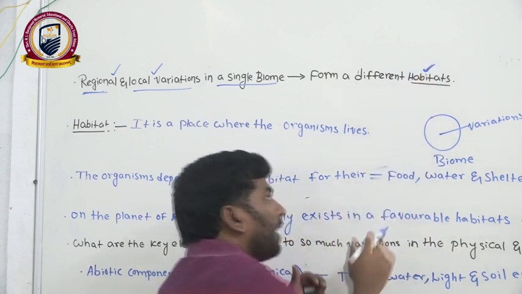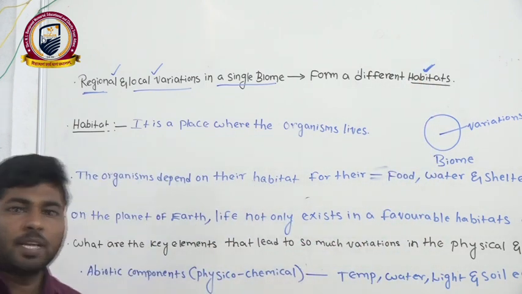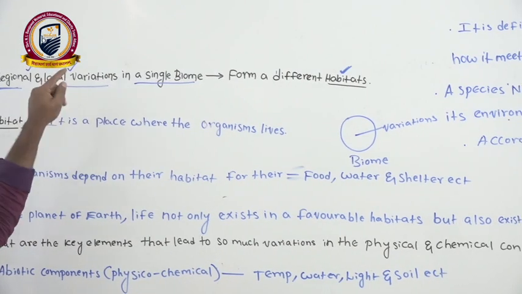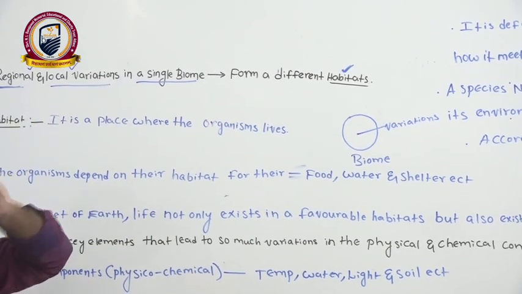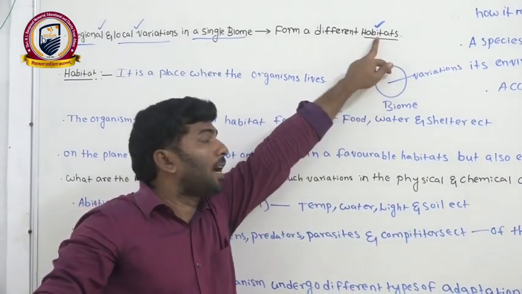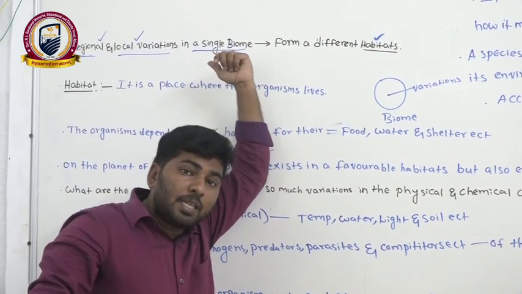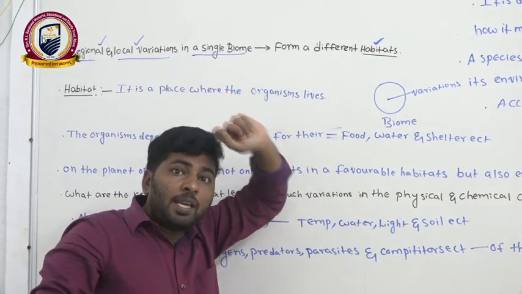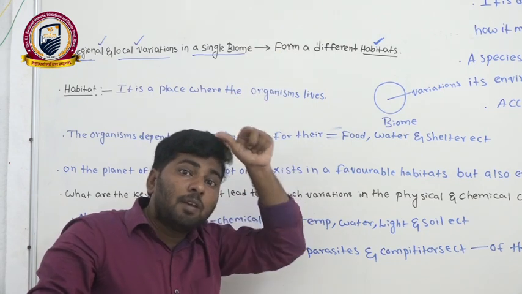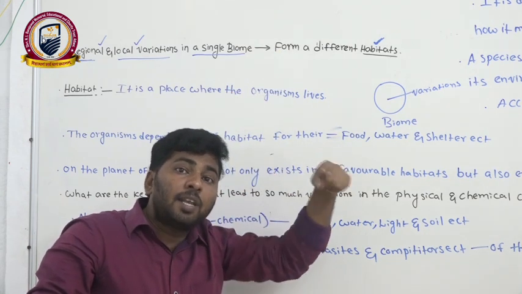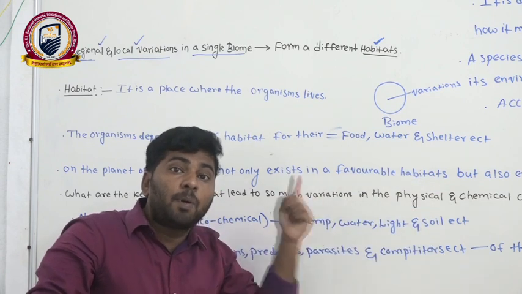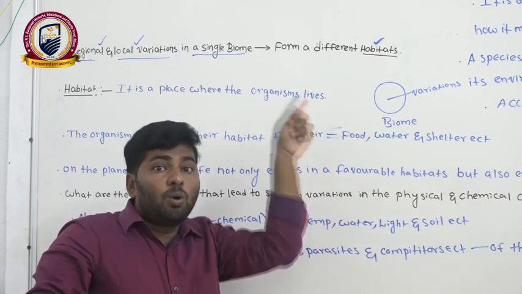Variations in what? Variations in temperature, variations in precipitation. Different variations are happening in a single biome, and they lead to the formation of different habitats. What we discussed in the last session was that variations in annual temperature and annual precipitation are responsible for the formation of different biomes in the world.